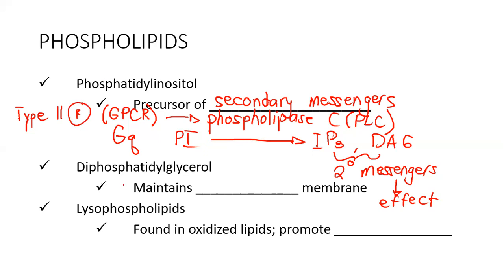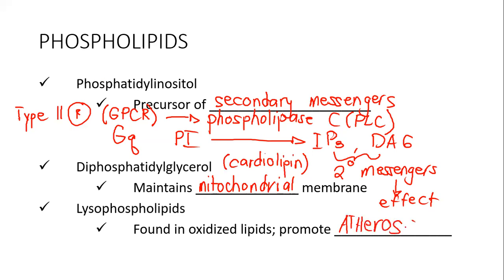Next would be diphosphatidyl glycerol, which is known as cardiolipin. So cardiolipin class, it maintains the mitochondrial membrane. And lastly would be lysophospholipids. They're found in oxidized lipids and they promote atherosclerosis, or they increase the risk of the occurrence of atherosclerosis.